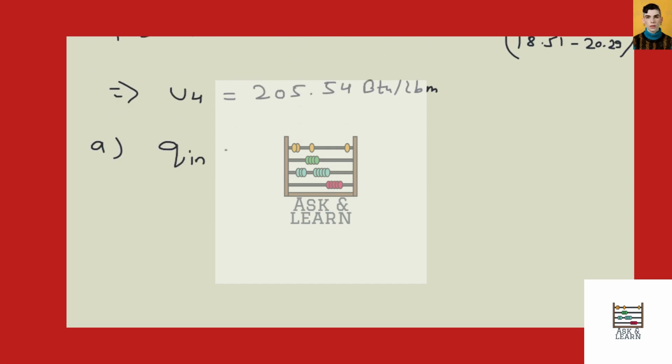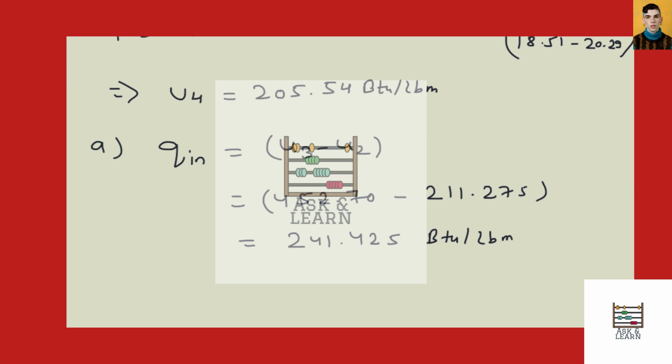Now we will solve A, that is Q in is equal to U3 minus U2, which is 452.70 minus 211.275, is equal to 241.425 BTU per lbm. That is our Q in.